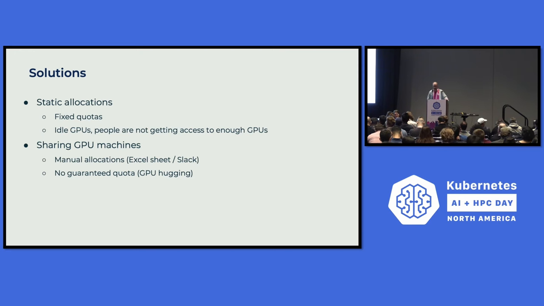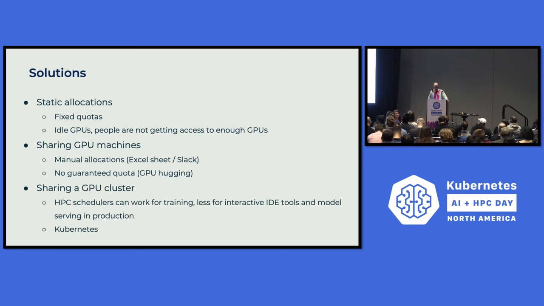So that's also not the way to go. But there is a sense in giving a guaranteed quota to users, giving them guaranteed access to compute whenever they need it. And the last thing that we see is trying to share a GPU cluster, a cluster of GPUs, with an orchestrator, with a scheduler.